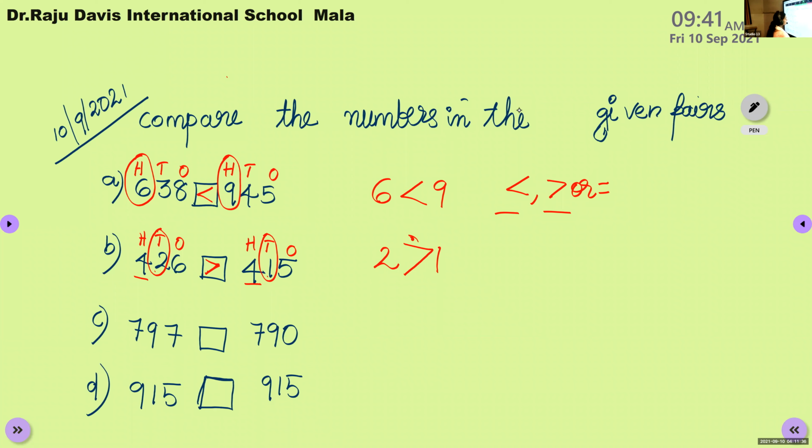Ansel, please unmute. Yes, ma'am. So, what is the first step to compare two numbers? Before comparing the hundreds, we have to count the number of digits. If the number of digits are equal, we move to the next step, compare the hundreds. Here, both numbers are three-digit numbers. The number of digits are equal. So we have to compare the hundreds. H-T-O. For the first number, how many hundreds?